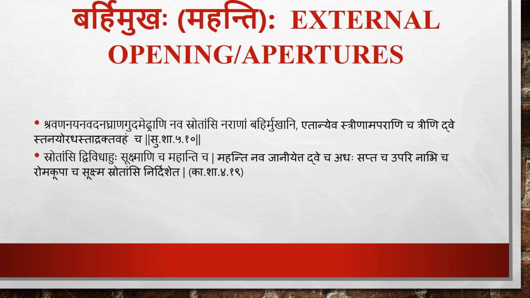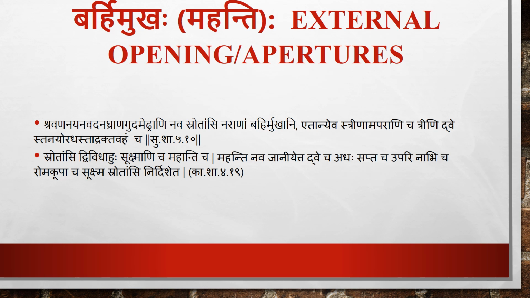Now we understand about the Bahirmukh or Mahanti, external openings or apertures. As per Sushrut, there are 9 Bahirmukh Mahanti Srotas in the body: 2 each in the nose, ears and eyes, 1 each in the penis, mouth and anal orifice. Sharangdhar explained one more in the head, Sira Chidra. In the woman, there are three more openings, two in the stana, breast, and one in the Raktavaha, cervical opening.